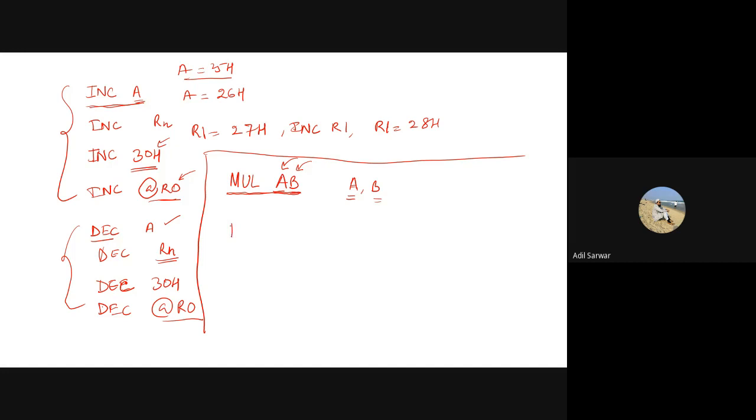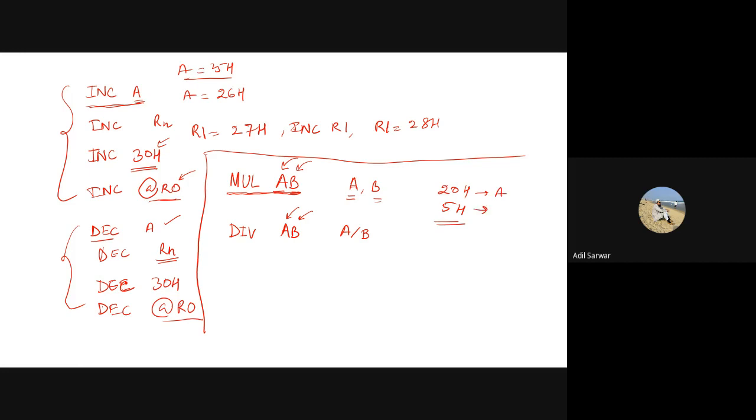Similarly, we have another instruction called DIV, and it also operates on the registers A and B. So DIV AB means A divided by B. Again, we have to store the number that has to be divided in A and the number which divides A in B. Say for example, we have 20H and 5H as two numbers. So this has to be stored in A and this has to be stored in B.